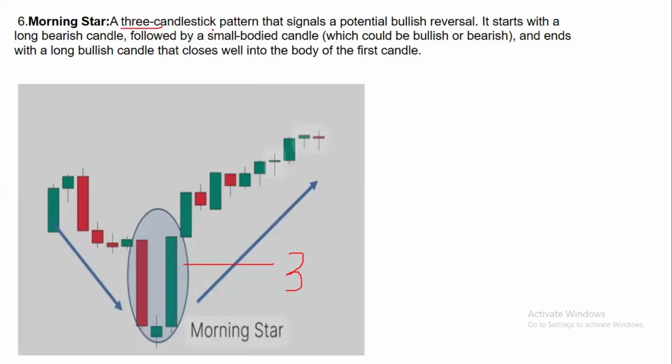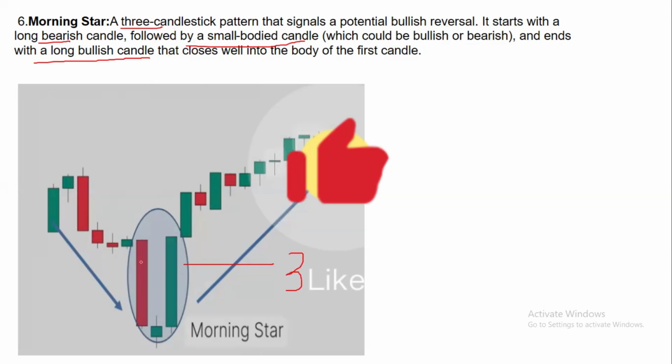It is a 3 candlestick pattern that signifies a potential bullish signal. It starts with a long bearish candle followed by a small bodied candle, which could be bullish or bearish, right? And it ends with a long bullish candle that closes well into the first candle. Now look at this scenario that happened. If you read this theory here, you will see the pictorial representation as it is stated here, right?